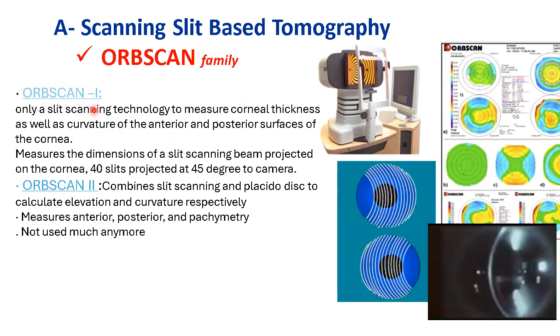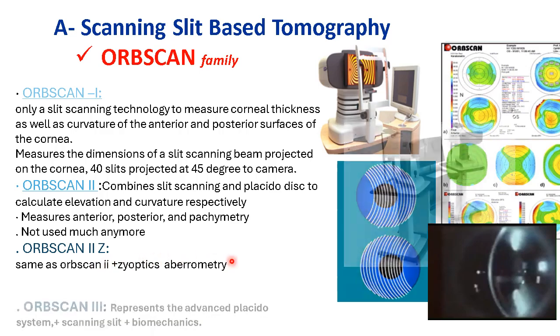The Orbiscan was just a scanning slit beam. Then they upgraded to the Orbiscan 2, in which they integrated the Placido disc along with the scanning slit. So more detailed information on the anterior surface and posterior surface along with pachymetry is achieved. After that, they incorporated the Zywave Aberrometer.